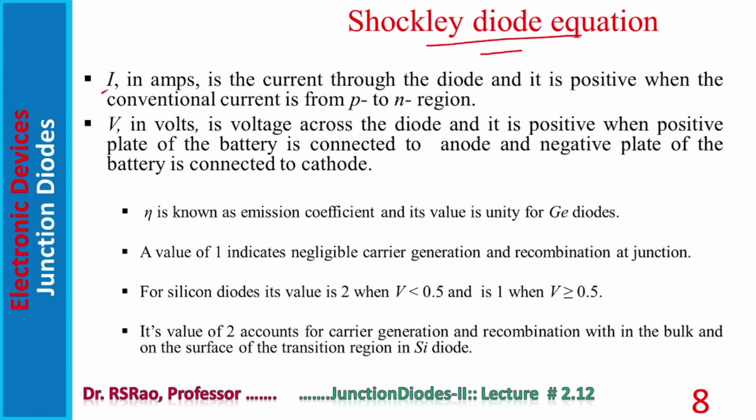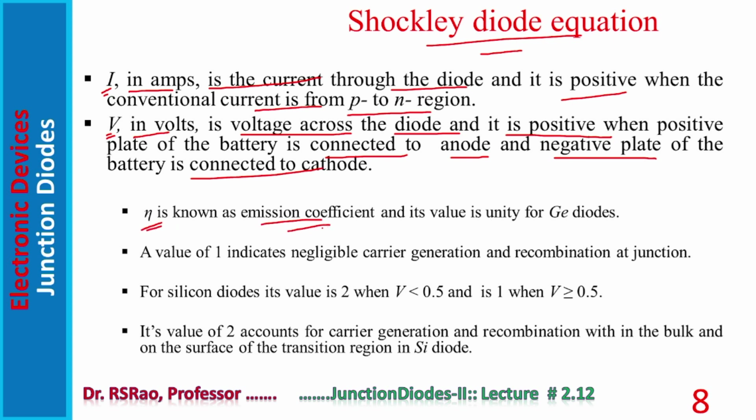Some more points regarding the Shockley diode equation. In the equation, I is in amperes. It is the current through the diode, and it is positive when conventional current is from the P to N region. V is in volts, and it is the voltage across the diode. It is positive when the positive plate of the battery is connected to the anode and the negative plate of the battery is connected to the cathode.